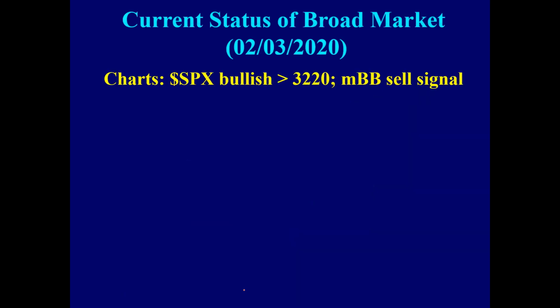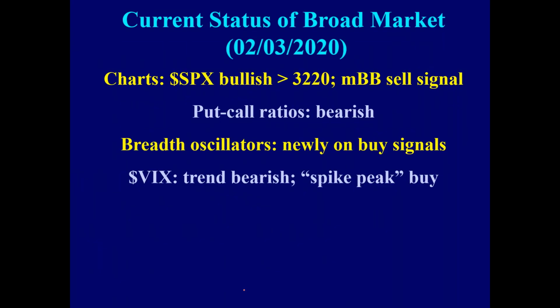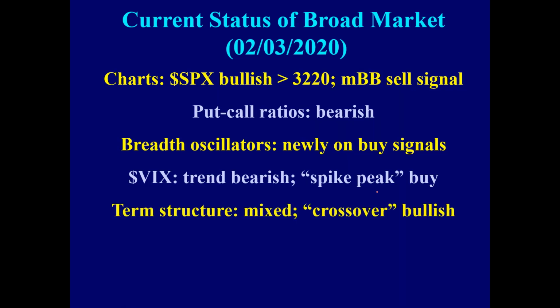Anyways, let's summarize here what we've got. So we know that the SPX chart is bullish above 3220, but there is that modified Bollinger Band sell signal out there. Book-out ratios are bearish and don't look like they're going to be changing anytime soon. The breadth oscillators just flipped back to buy signals in the last couple of days. The VIX itself, the longer term trend is still bearish as long as it closes above 15, but we do have this VIX spike peak buy signal in place. And then the term structure is somewhat mixed, mostly slightly bullish, and of course that VIX crossover was bullish as well.